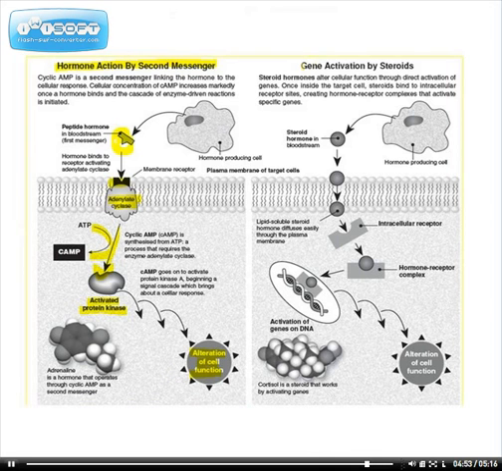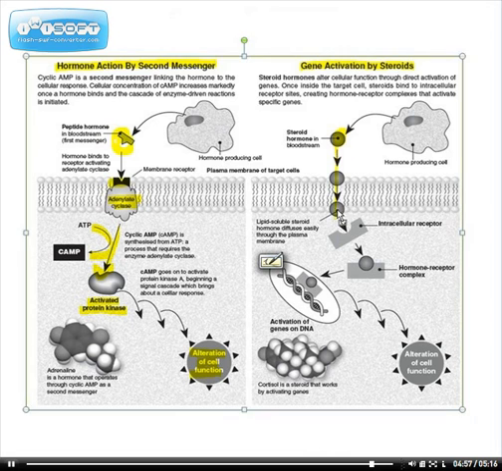If we then look at gene activation by steroids, you can see here is a steroid that passes directly through the membrane and forms a hormone receptor complex within the cytosol. This hormone receptor complex then moves into the nucleus to activate DNA, altering the cell function by creating a new protein.